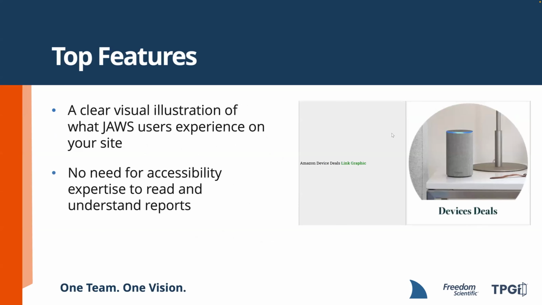So the top features are a clear visual illustration of what JAWS users experience and no need for accessibility expertise to understand them. Here we've got a very simple example from the Amazon website of an image of a product. And beside it, we have the JAWS speech, or what JAWS said when it encountered this particular product, a product ad. And it's Amazon device deals, link graphic. The link graphic is bolded in green text to differentiate it.